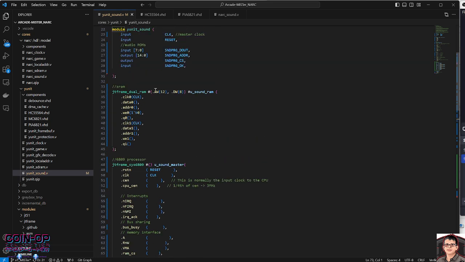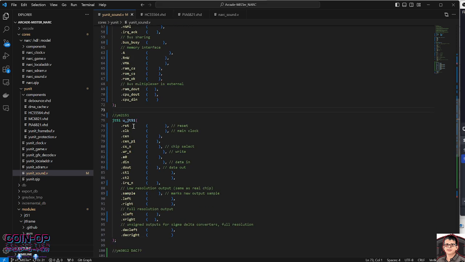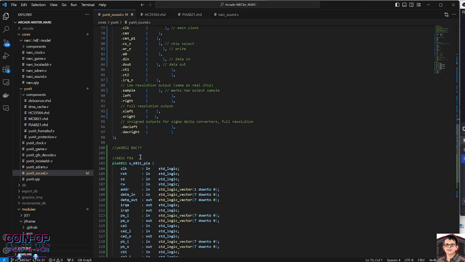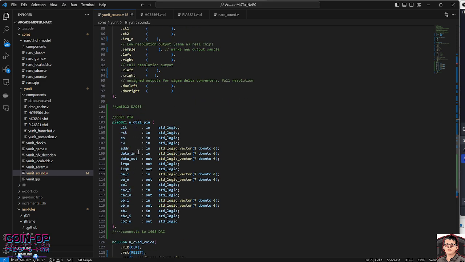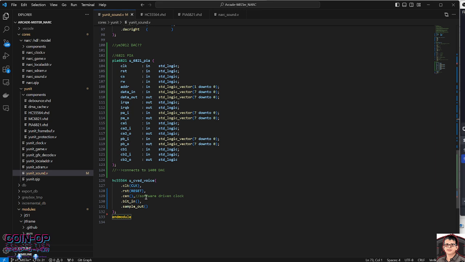Okay, so we got that going. We got the 6809. We got the YM2151. There's only one of them on the board. And we got the PIA 6821, and we have the CVSD voice modulator or speech thing that we have here.